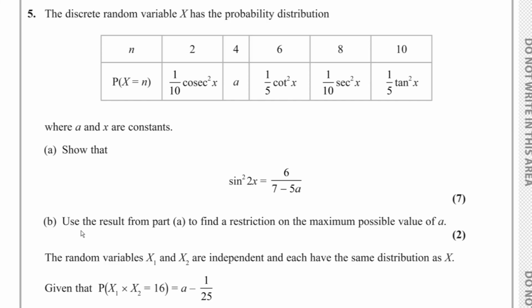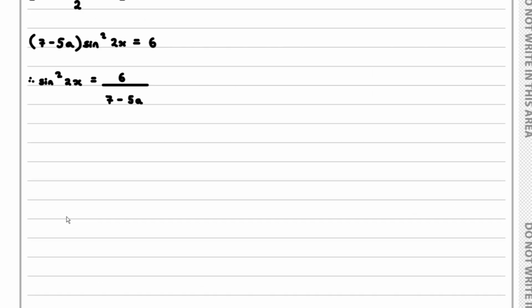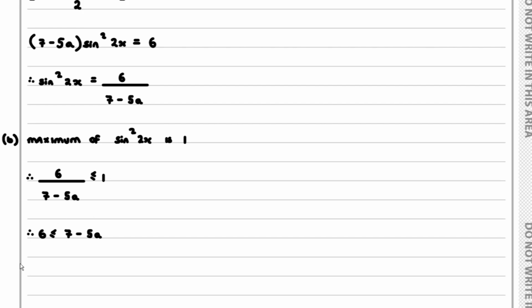Part B. Use the result from Part A to find a restriction on the maximum possible value of a. The maximum of sine squared 2x is 1, which means that this 6 over 7 subtract 5a will be less than or equal to 1. If we solve this inequality, we have 6 being less than or equal to 7 subtract 5a, meaning a is less than or equal to 1/5.